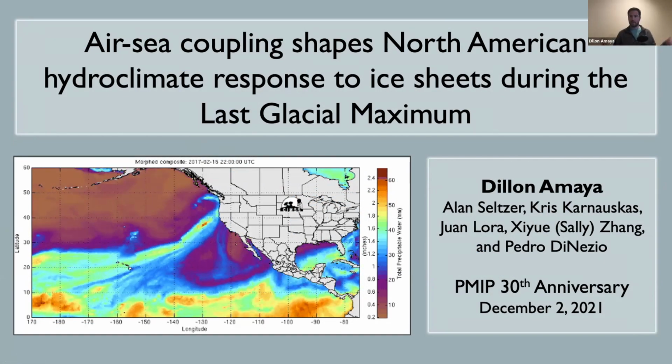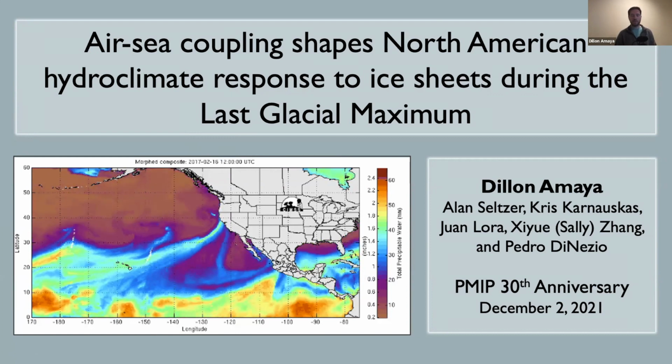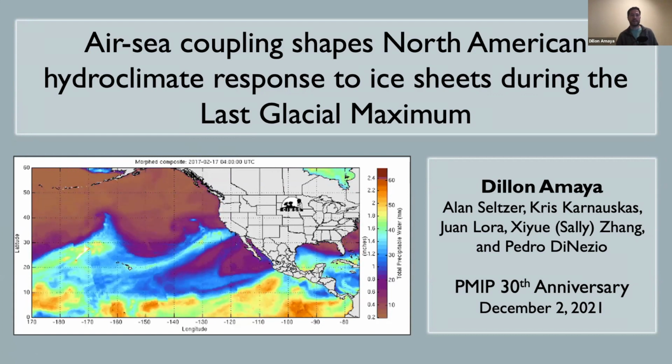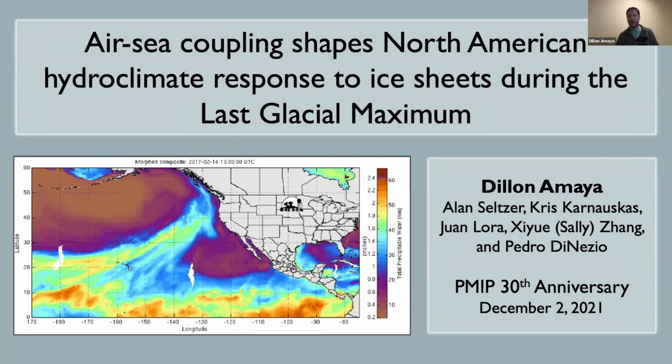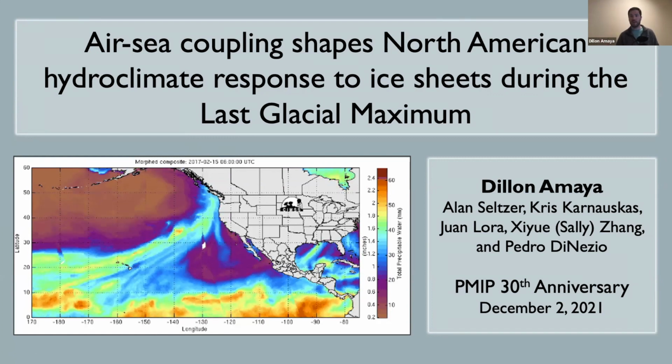I'm happy to be here to help celebrate 30 years of PMIP with everybody, and happy to share some new results that we've got, summarizing some model simulations targeted at looking at North American hydroclimate response to different ice sheet characteristics and how ocean coupling might influence the large-scale response to those different ice sheet characteristics.